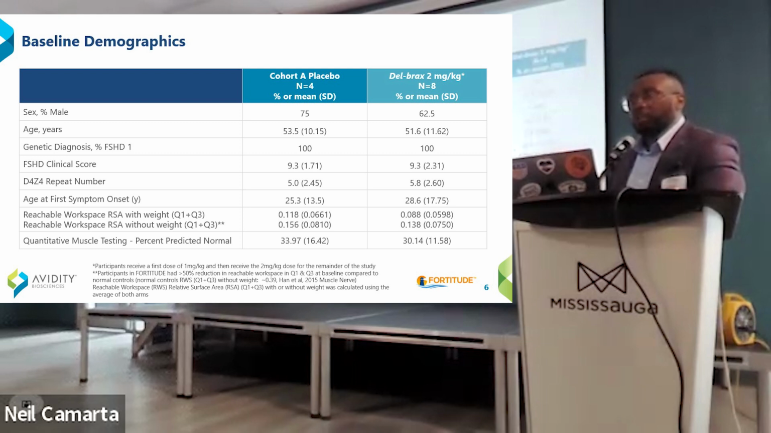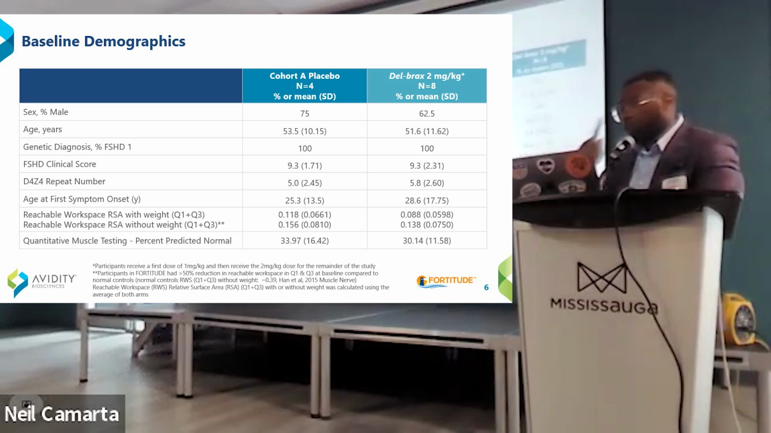This is just for 12 patients. We had 8 patients in the active arm of 2 milligrams per kilogram, and then we had 4 patients that were in the placebo arm, which means the arm that did not receive any drug. If we compare the demographics, they look similar in terms of age, gender, and the genetic disease, as well as the different repeats.